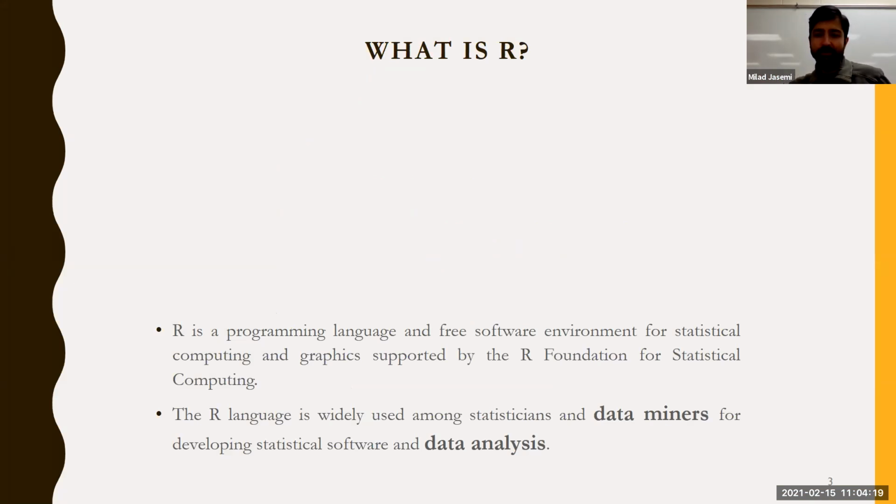What is R? R is a programming language and free software environment for, that's the very important part that make R a special kind of language in comparison to the other one. It's for statistical computing and graphics. The R language is widely used because it is designed for statistics. So it is widely used among statisticians. That's one of the very close fields to data analytics, as well as data miners. That's the reason R always considered as a very particular, special programming language in the field of data mining.